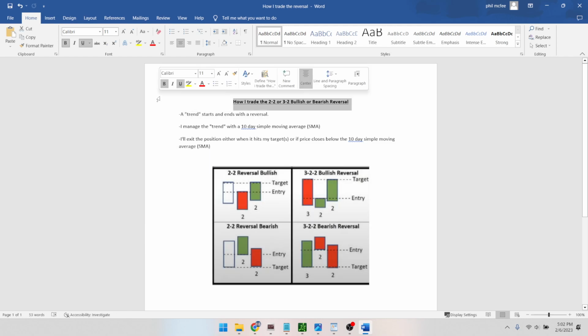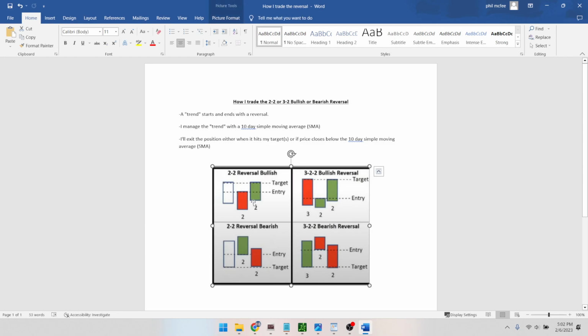A trend starts and ends with a reversal, and I manage a trend with a 10-day simple moving average. I'll exit the position either when it hits my target or if price closes below the 10-day simple moving average. This is what we're really after: the 2-2 bullish reversal, the 3-2-2 bullish reversal, the 2-2 bearish reversal, or the 3-2-2 bearish reversal. So this is what we're looking for.